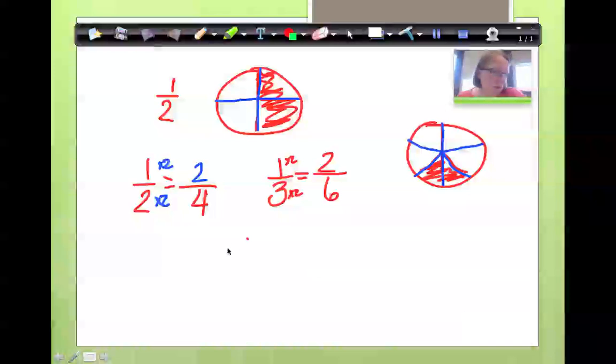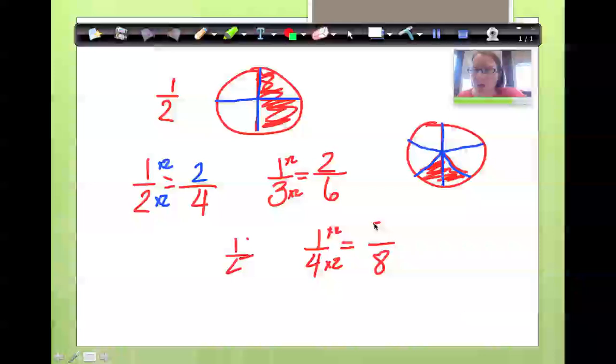Okay? One more. Actually, let's do 2 more. 1/4. How many eighths would that be? Well, 4 times what gives you 8? 4 times 2. So let's do 2 up here. 1 times 2 is 2. So 1/4 is the same as 2/8.